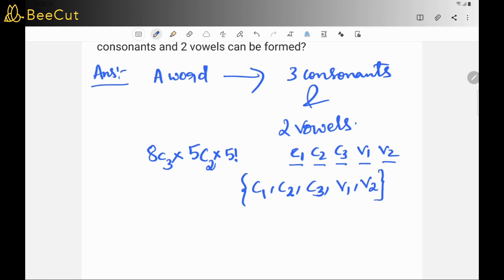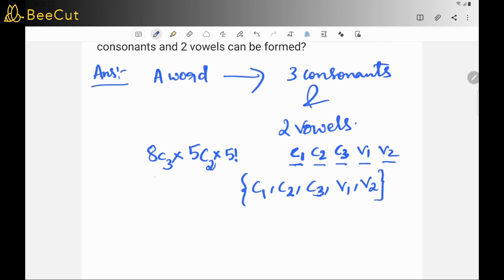If you see the C1, C2, C3, they can take any places, the first 3 places, or C1 can come here, or else C2 can come here and C3 can come here, V1 can come here and V2 can come and occupy the third place. So these 5 things can arrange among themselves in 5 factorial ways. So the total answer will be this one.